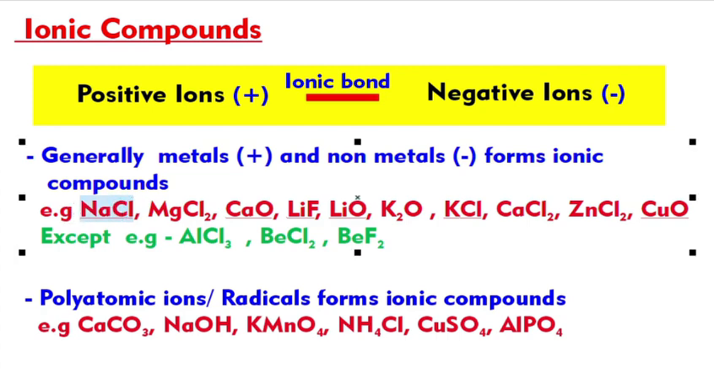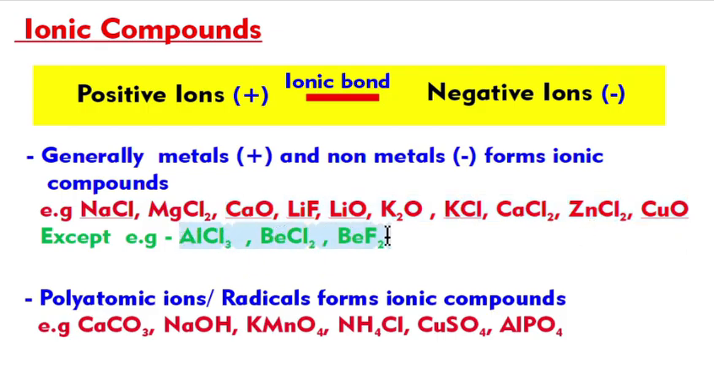So sodium becomes sodium plus, chloride becomes chloride minus. Magnesium chloride is an ionic compound. Why? Magnesium is a metal, chlorine is a non-metal. So likewise, there are so many examples of ionic compounds between a metal and a non-metal.